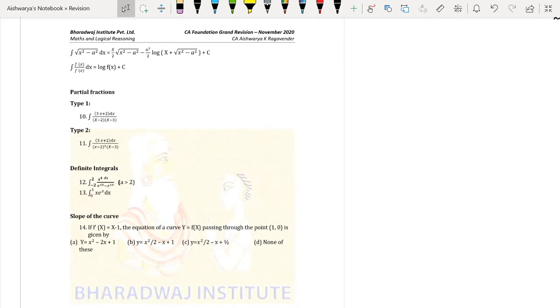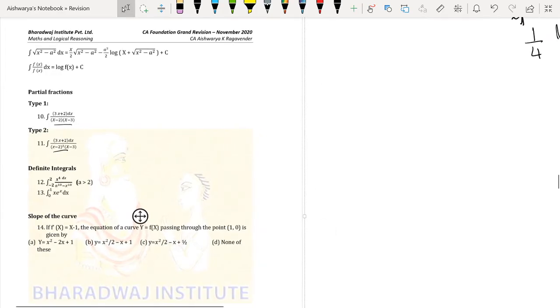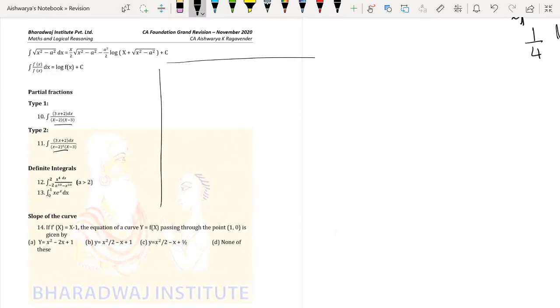Now let us come to partial fractions. In partial fractions I have put in two types here. If you notice, the question is same except for a small difference in the denominator. Here it is x minus 2 the whole square and here it is x minus 3. Okay. So I am going to solve both simultaneously.